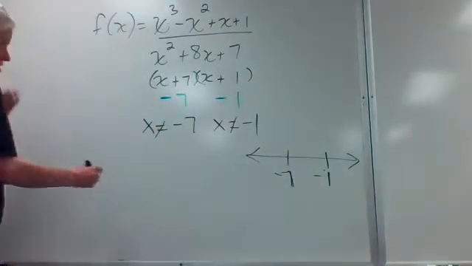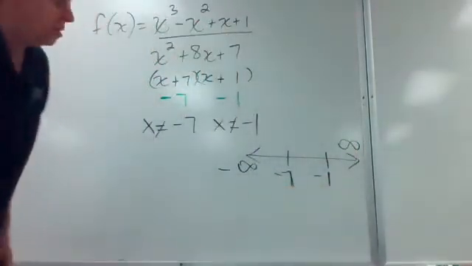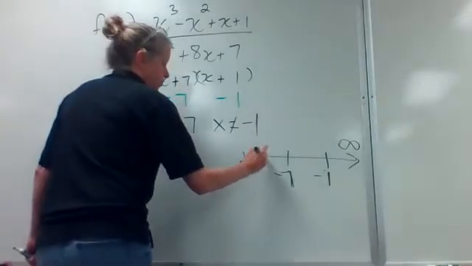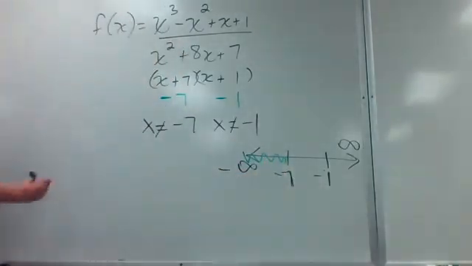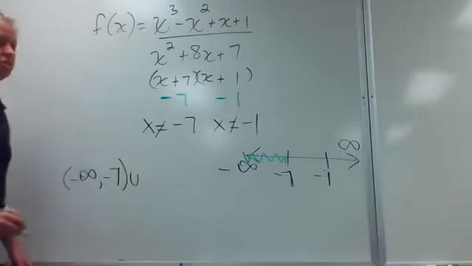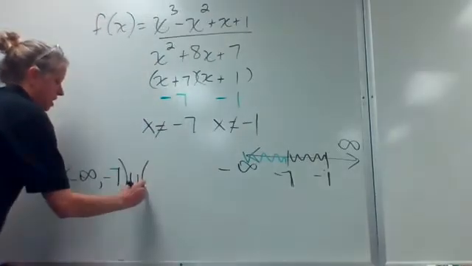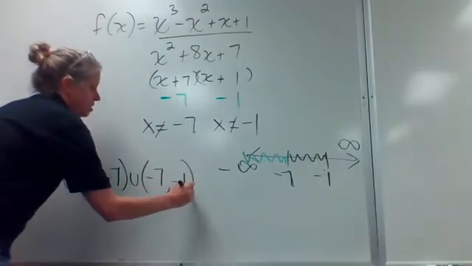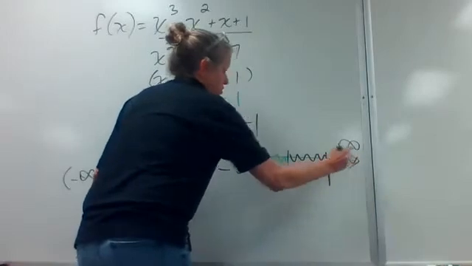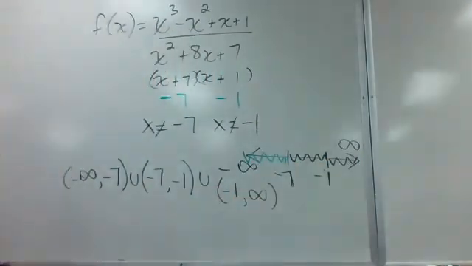Then the interval, and now that you have this number line, what is the first interval? Good. Negative infinity to -7, in union with this middle interval, -7 to -1. And then the last interval would be -1 to positive infinity.